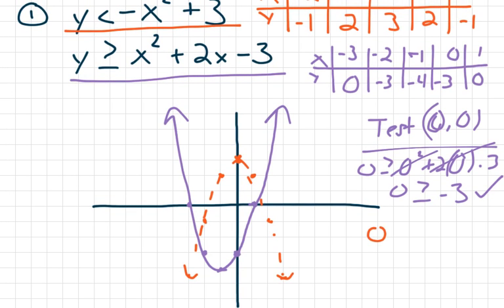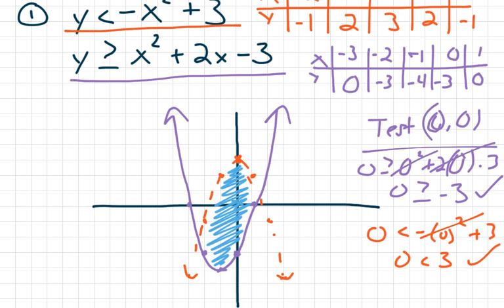Do the same thing with the red one. So we got 0 less than -0 squared plus 3. That all goes away. 0 less than 3. Also a true statement. So I tested 0, 0, and I got a true statement for both, which means I'm shading on the inside of both, which means that I am actually shading where those two parabolas overlap. That is your shaded area right there in between the two parabolas.